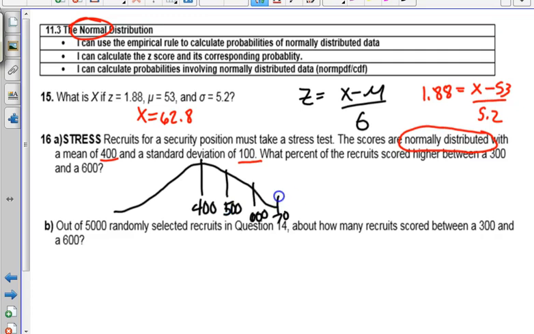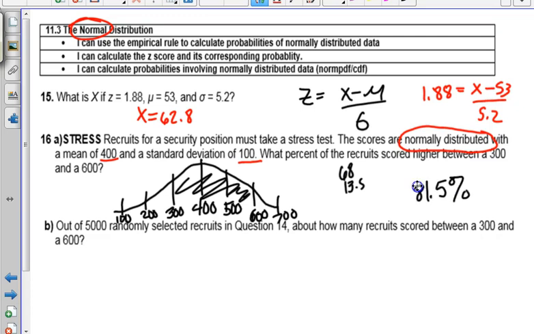Remember this? 300, 200, 100. Okay. What percent will fall between a 300 and a 600? So using empirical formula, this is half of 95 and this is 34, or this is 34, 34 and 13.5. Is that what it says on your sheets? Okay. So 68 and another 13.5 is what?